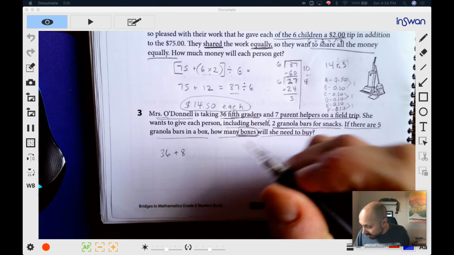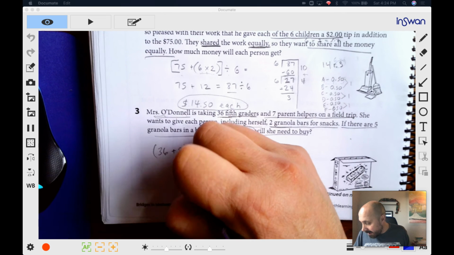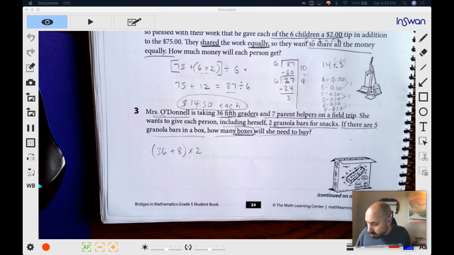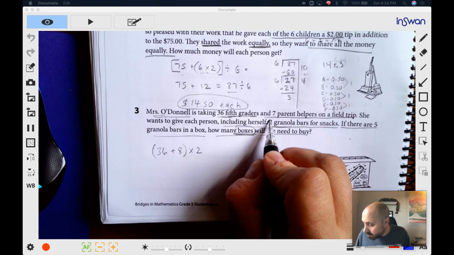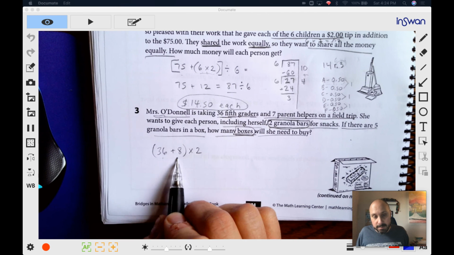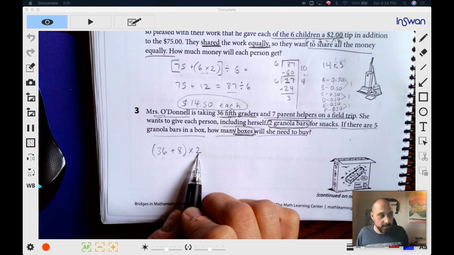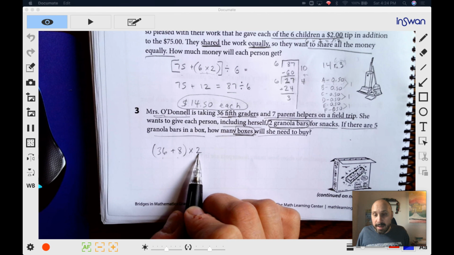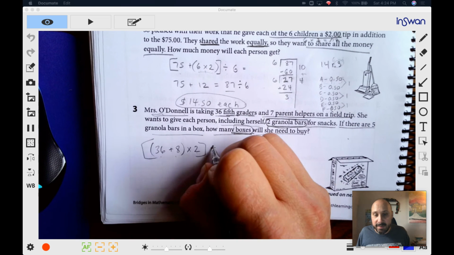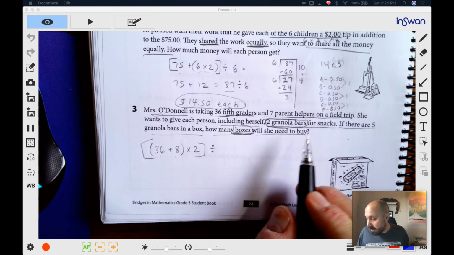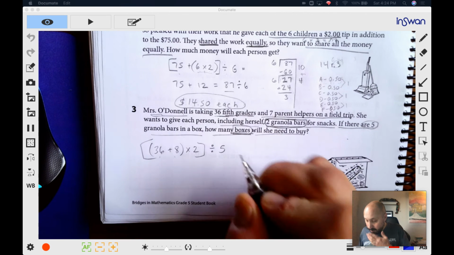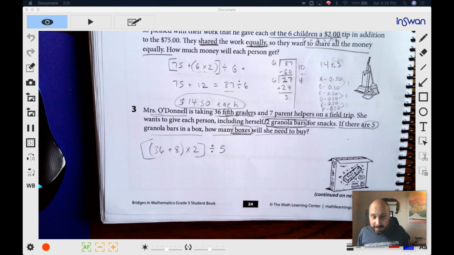So let's start with the 36 fifth graders plus the 8 adults. Okay, and then let's put parentheses around that and then multiply that by 2. But why are we multiplying by 2? Well, she wants to give 2 granola bars to each person. So there's 36 fifth graders plus 8 adults, doubling it times 2 for the granola bars, okay? Now we're going to have to figure out what we're dividing by. So let's put that into the bracket. We're going to divide this by the amount that come in each box, which is 5. Okay. So it's 36 plus 8 times 2 divided by 5.